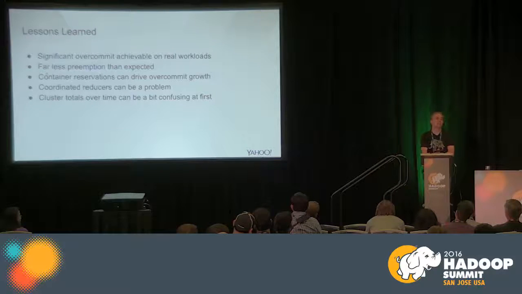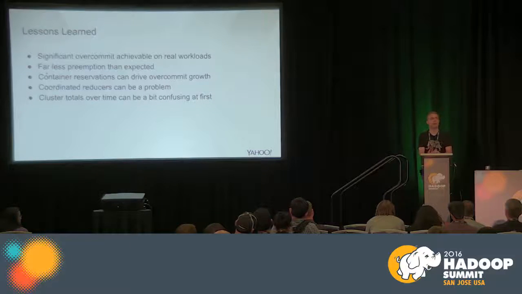Coordinated reducers can still be a problem. What I mean by that is the general concept of tasks on a node acting in concert. Coordinated reducers is an example of this. Say you have a MapReduce job, and it has skew in the map phase. There's one map that's trailing, waiting to finish. All the reducers have spun up, and they're waiting for that last map. And if a lot of those reducers are scheduled on this one node, for example, they may all sit there underutilizing that container, just in the shuffle phase, waiting for that last map to complete.